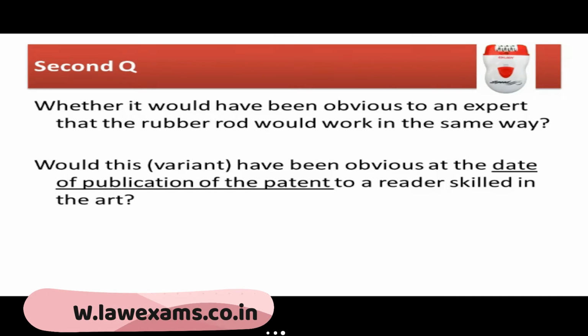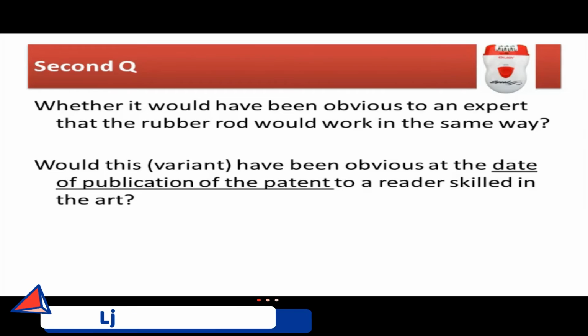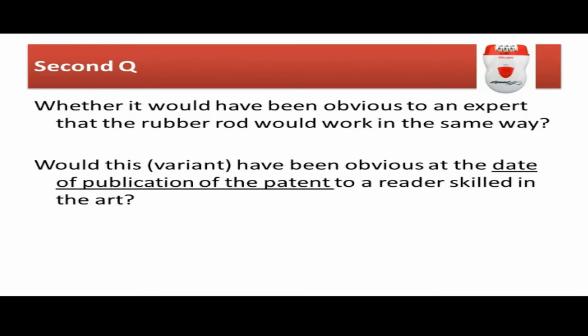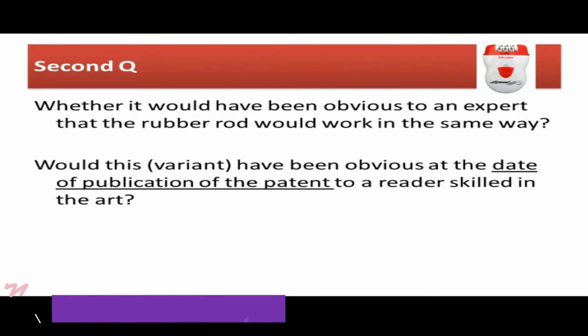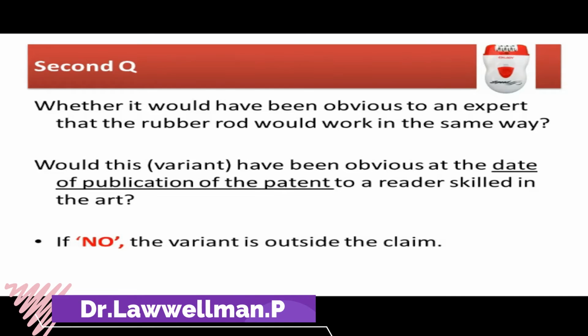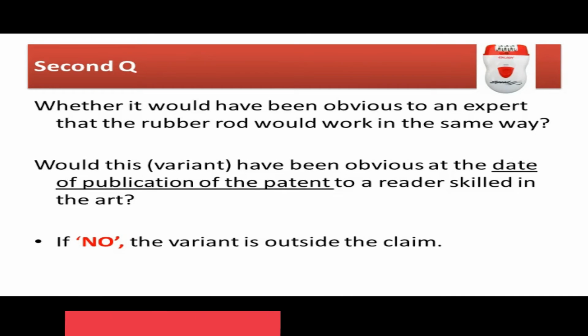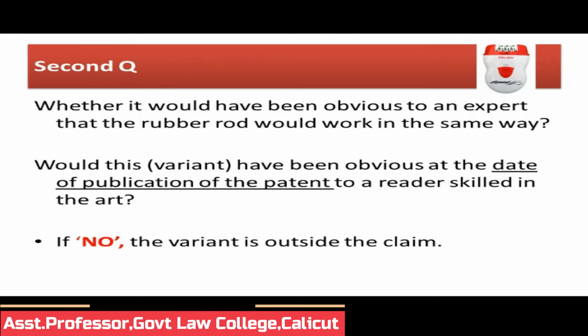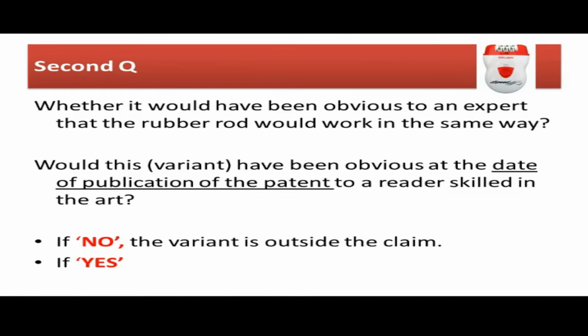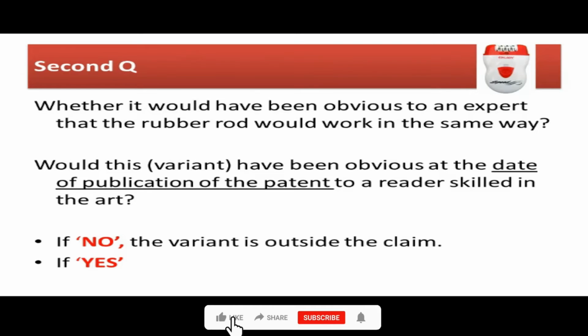If it is otherwise, if it would not have been obvious to a person skilled in the art, then it is outside the scope of the plaintiff's patent. And then what happens? There is no infringement. So if the variant is outside the claim, then it is an independent invention. There is no infringement. But if yes, it would have been obvious to a person skilled in the art, then it is within the scope of the plaintiff's patent, and then there is an infringement. I think I made the second question clear.